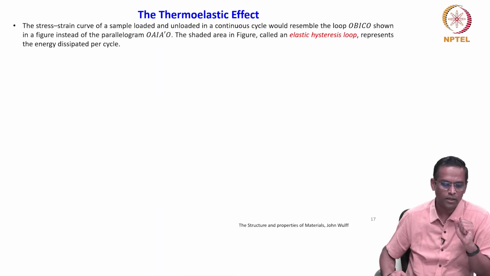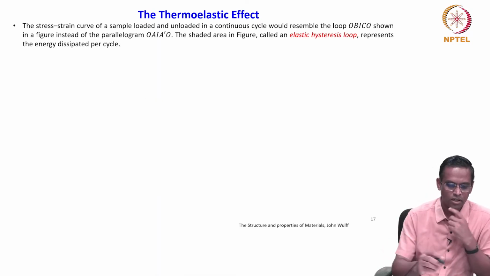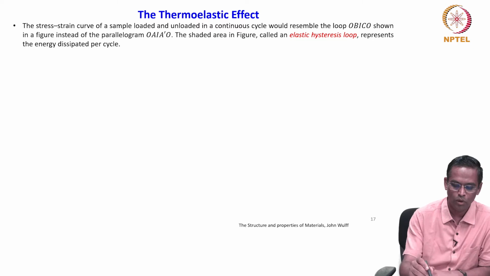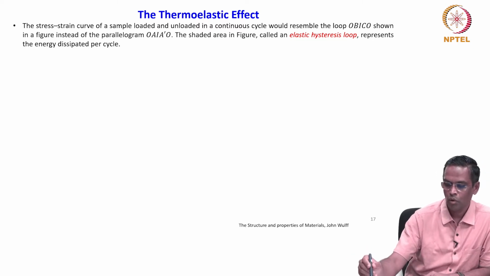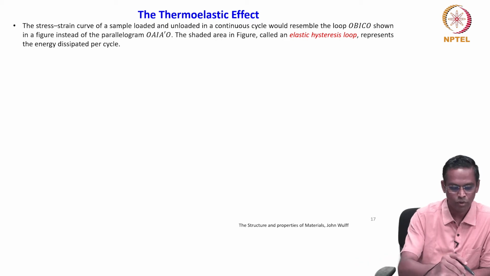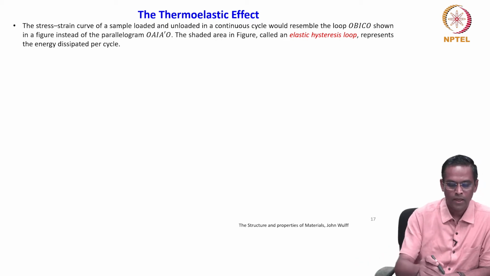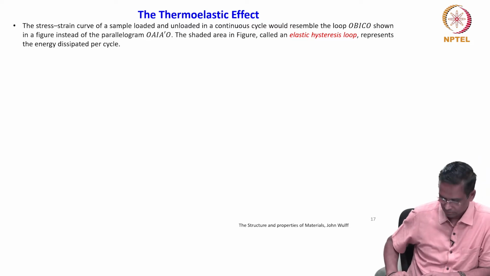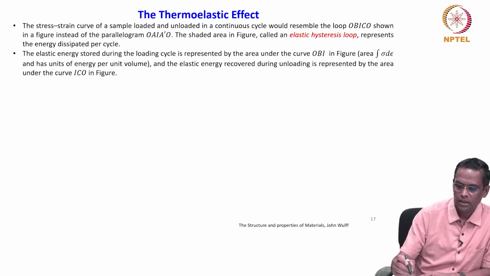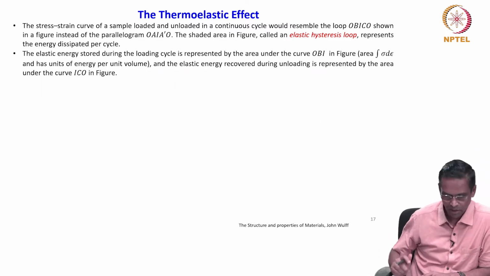We will now look at some other details. The stress strain curve of a sample loaded and unloaded in a continuous cycle would resemble the loop OBICO shown in the figure instead of a parallelogram, O-A-I-A-O. Of course, the shaded area, this I have already told.